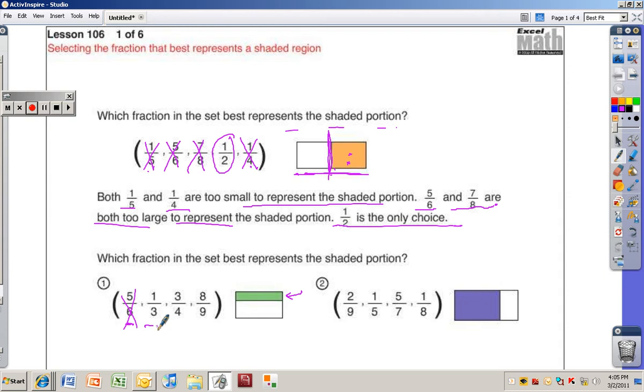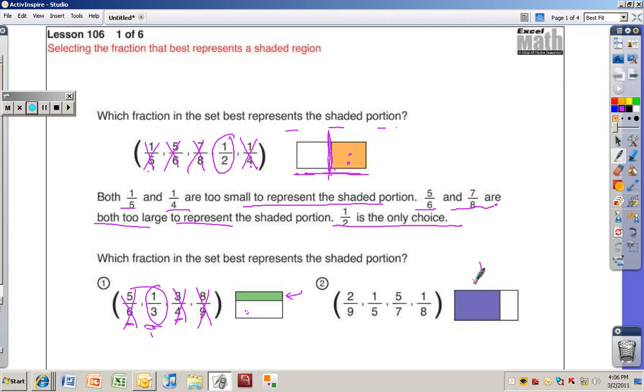How about 1/3? No, 1/3 is less than a half because 1/2, 1/3, that's getting a little bit smaller. What about 3/4? Well, that's larger than a half because 2/4 is a half, and so that's going to be too big to represent this. 8/9, that's larger than a half. That's almost the whole thing. Only one more ninth to go, and you've got the whole box shaded. So the only one that makes any sense is 1/3.